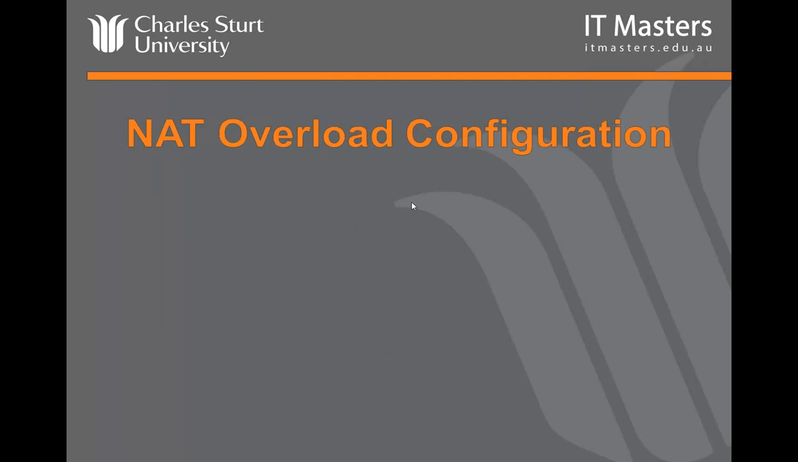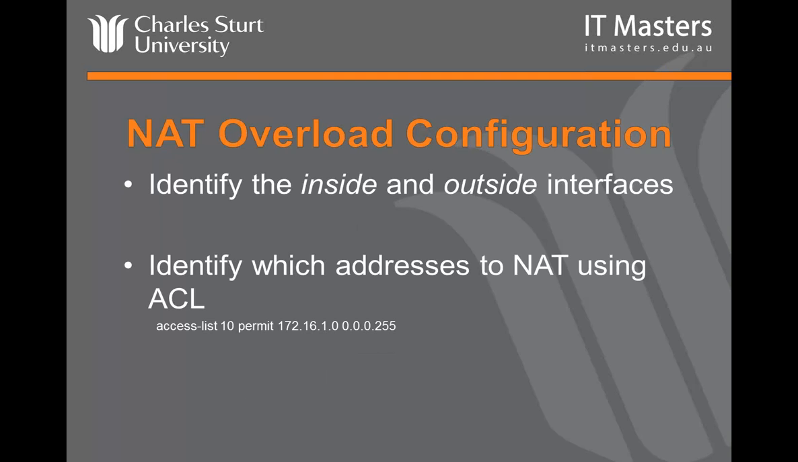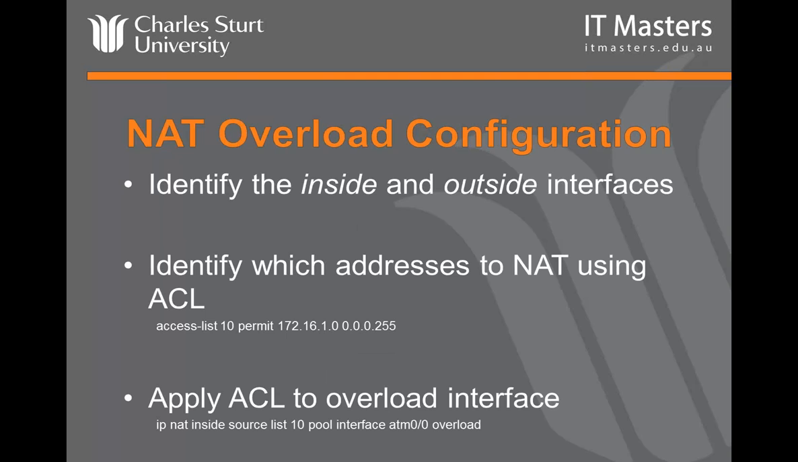Okay, your NAT overload configuration. Again, identify your inside and outside, so we know how to do that. Identify which addresses to NAT using your ACLs. So again, access-list 10 permit 172.16.1.0, wildcard mask 0.0.0.255. And then simply apply that ACL to whatever your overload interface is. So in this case, we're using the ATM0/0 interface.